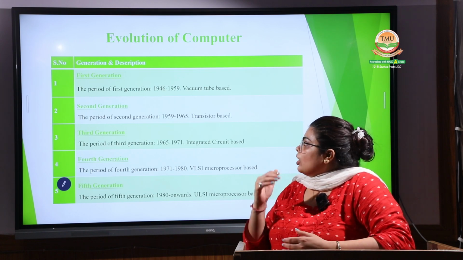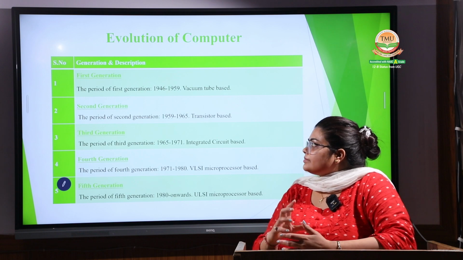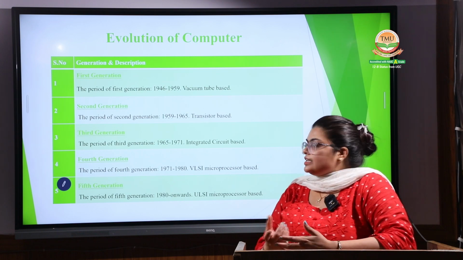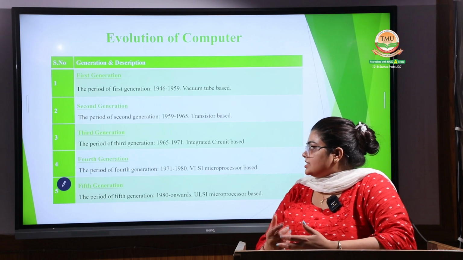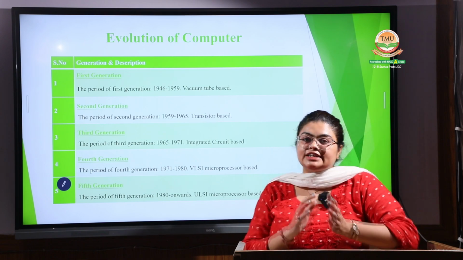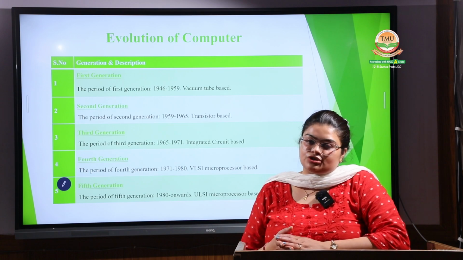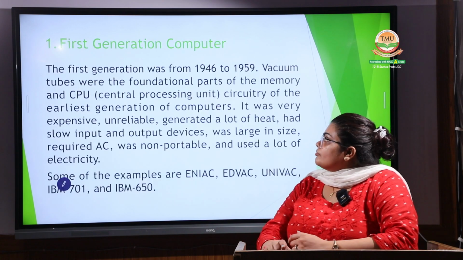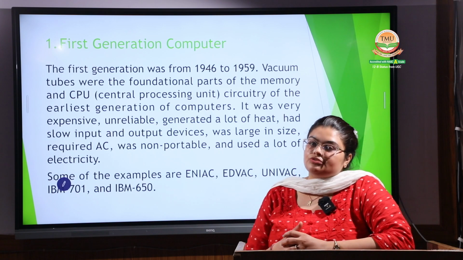Basically, the first generation is of the 40s, second generation is of the 50s, third generation is of the 60s, fourth generation is of the 70s, and fifth generation is from the 80s to today's generation. So these are the 5 evolutions of computer. We can briefly describe these generations.